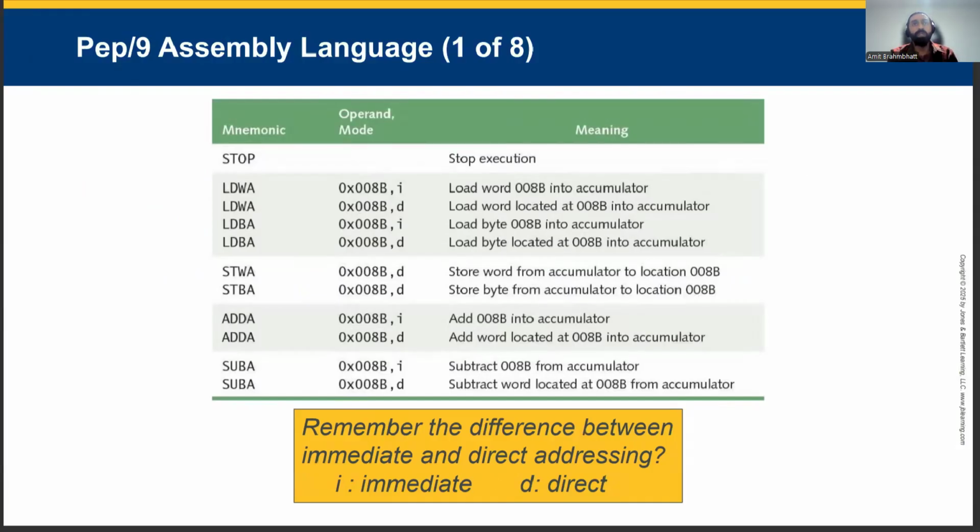PEP9 assembly language. Here this slide revisits the distinction between immediate and direct addressing, but now in the context of assembly mnemonics. Immediate addressing is marked with I, meaning the operand is the actual data. Direct addressing is marked with D, meaning the operand refers to a memory location.